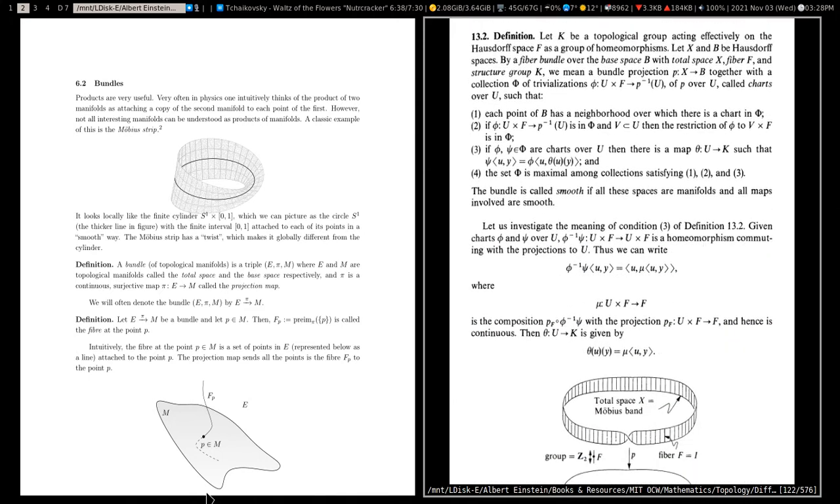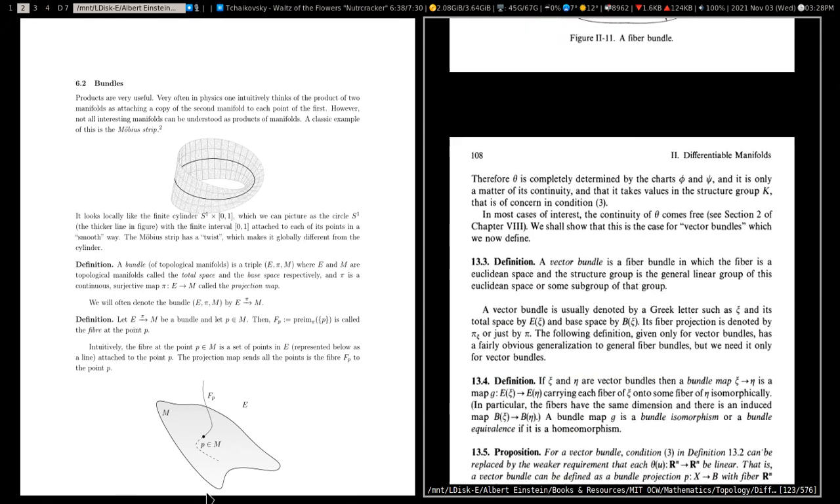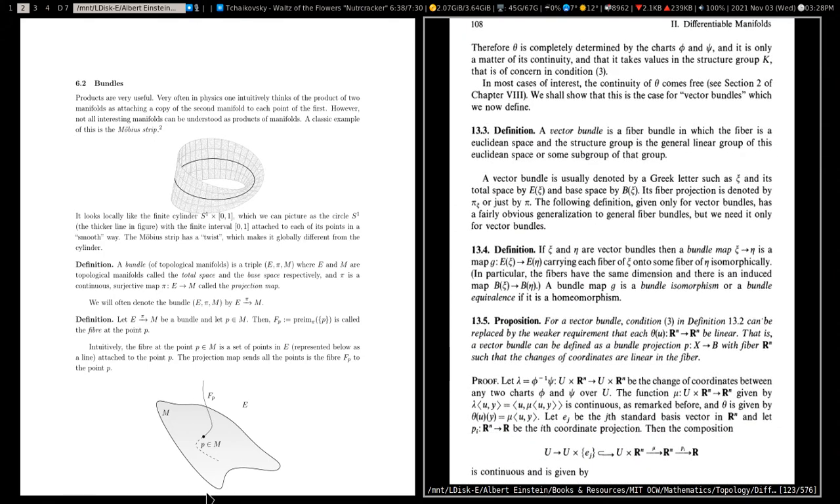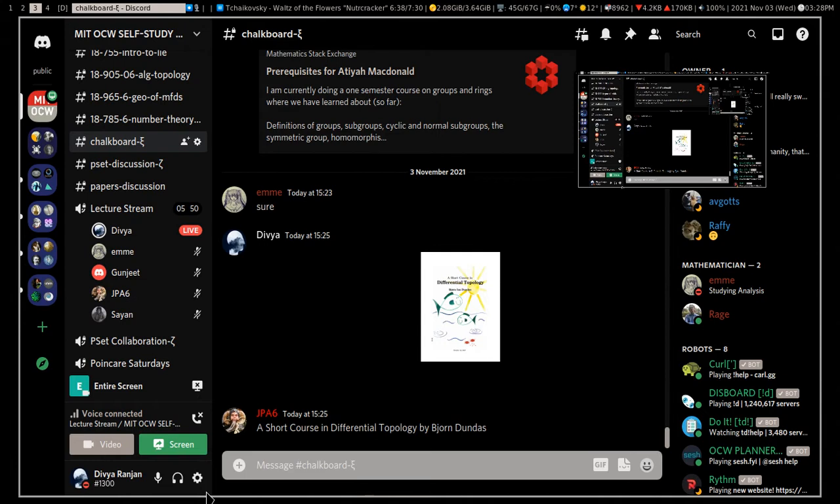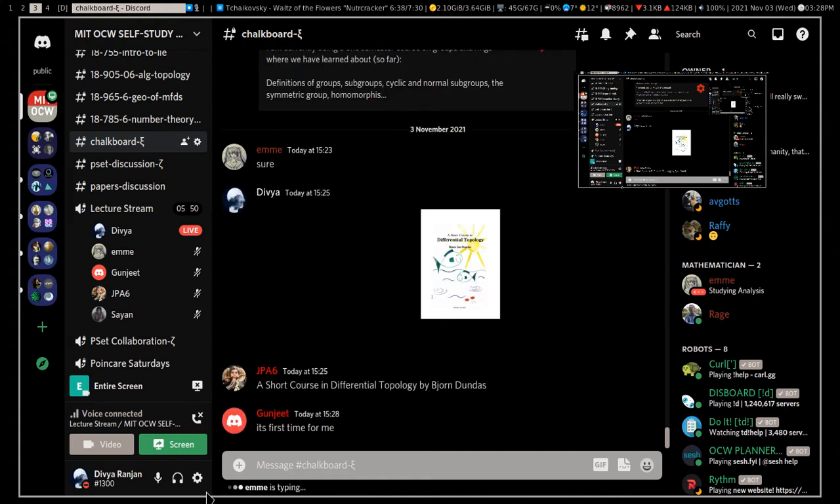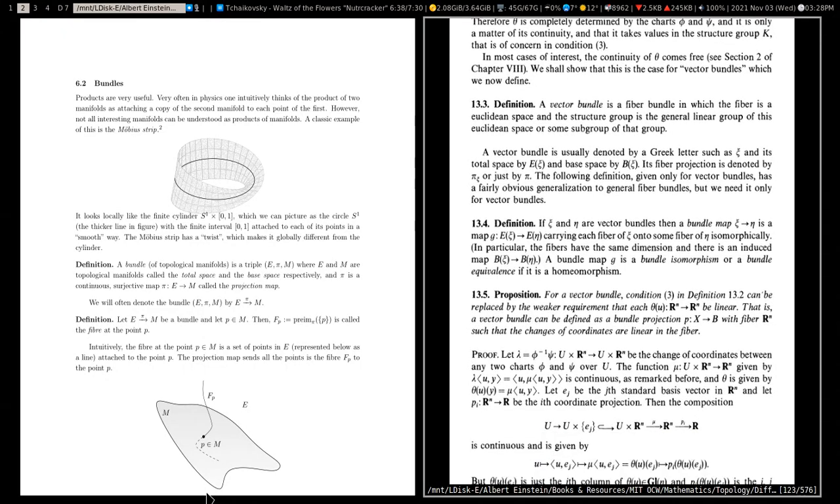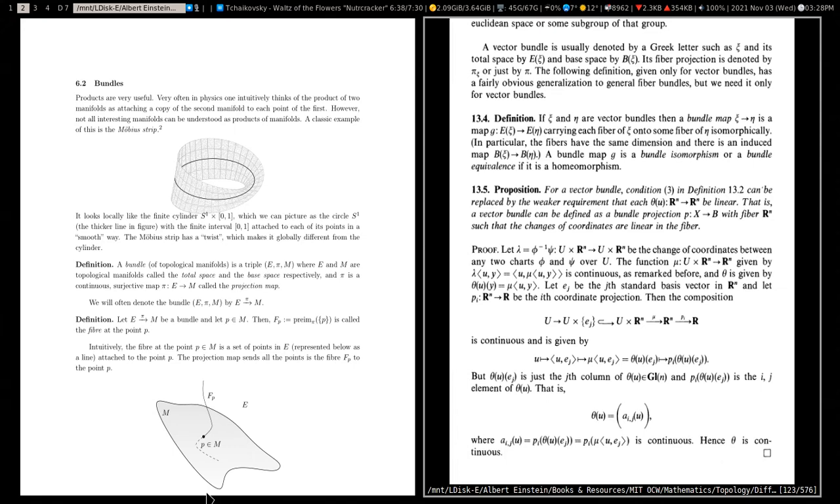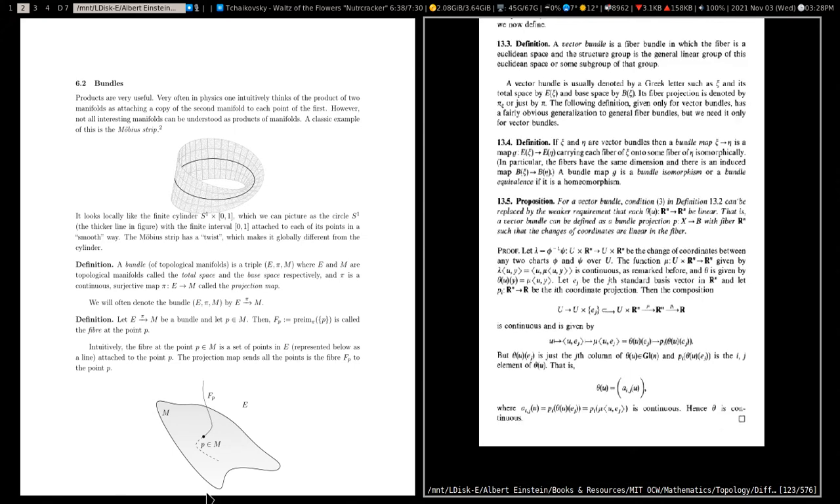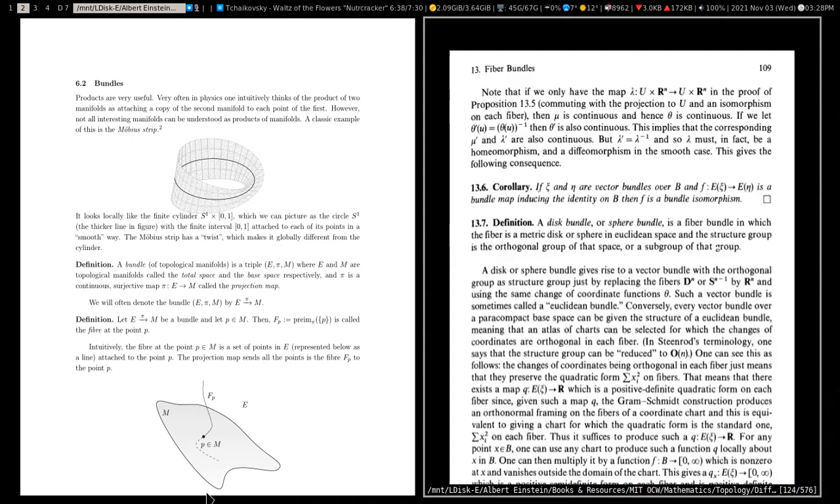Also, I would like to know how many people here are seeing fiber bundles for the first time, or if they've seen something similar in differential geometry. Okay, yeah. Gunjit is seeing it for the first time. Okay. I'll try to make it as self-contained as I can, but you'll probably want to go more into it on your own.